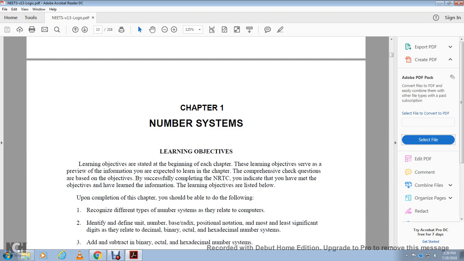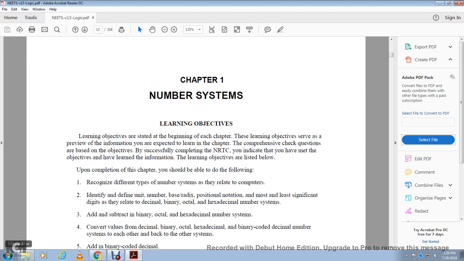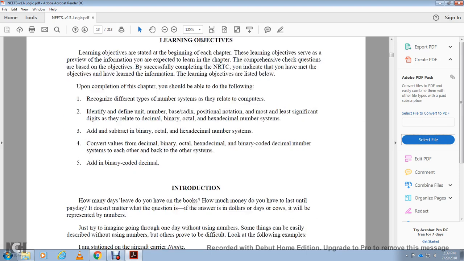Upon completion of this chapter, you should be able to do the following: Recognize the different types of number systems related to computers. Identify and define unit, number, base, radix, positional notation, and most and least significant digits as they relate to the decimal, binary, octal, and hexadecimal number systems. Add and subtract in the binary, octal, and hexadecimal number systems. Convert values among the decimal, binary, octal, hexadecimal, and binary coded decimal number systems, to each other and back. Add in binary coded decimal.